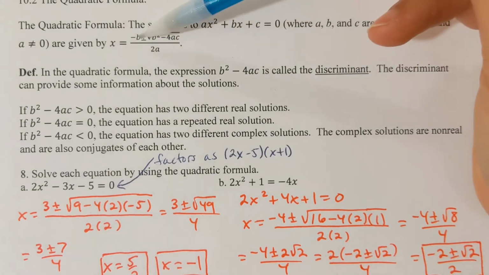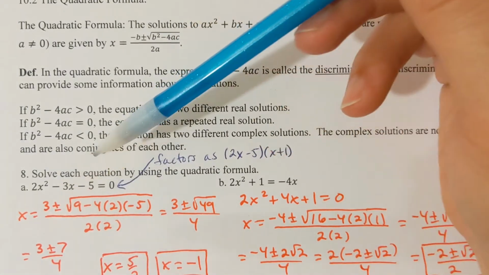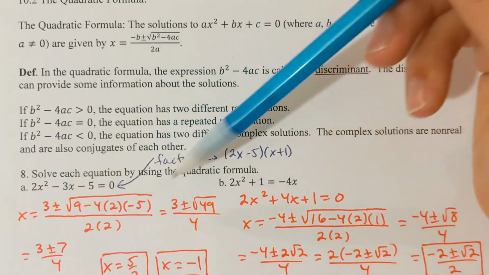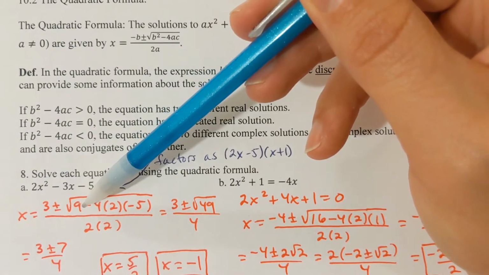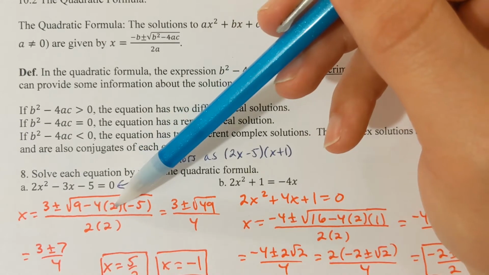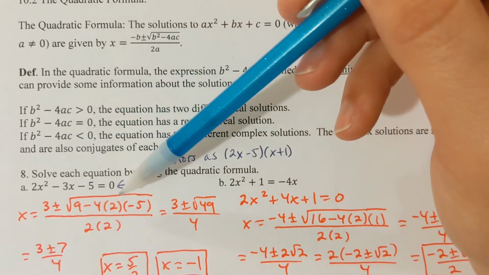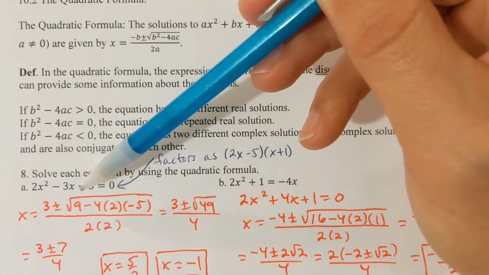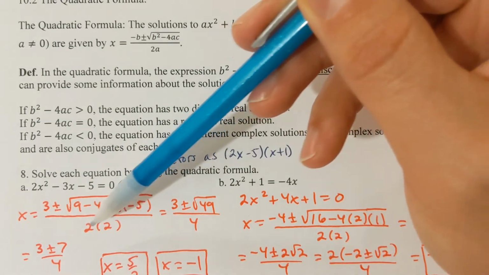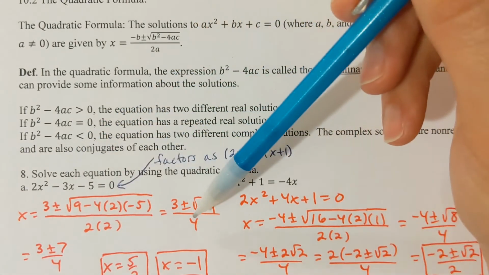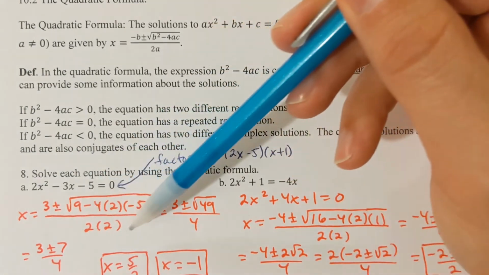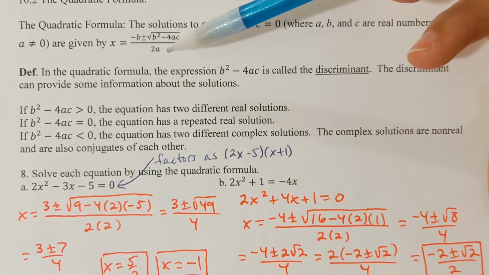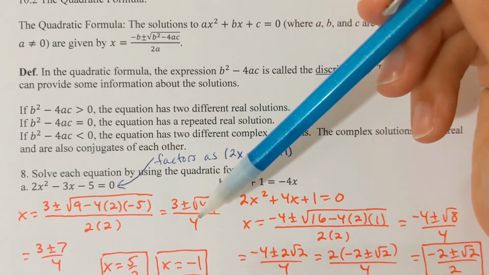So I'm going to want the opposite of B, which is 3, plus or minus the square root of B squared. Negative 3 squared is 9, minus 4 times A is 2, times C is negative 5, and this is all over 2A. 2 times 2 would be 4 in the denominator. Okay, now at this point, all my information is plugged into this formula, and now it's just a matter of simplifying as far as I can go.